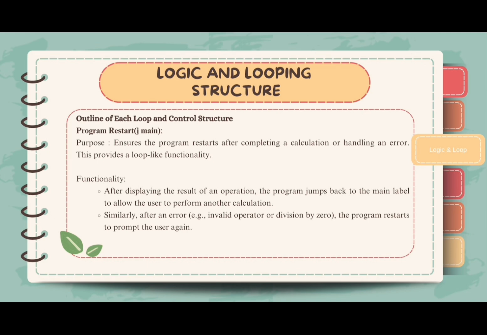Next, I will explain the logic and looping structure in our calculator program. Our program uses a restart mechanism which acts like a loop. After the result of a calculation is displayed, the program jumps back to the main label. This allows the user to perform another calculation without restarting the program manually. Similarly, if the user inputs an invalid operator or tries to divide by zero, the program restarts and prompts the user for new input. The purpose is to ensure that the calculator program continues running seamlessly until the user decides to exit.